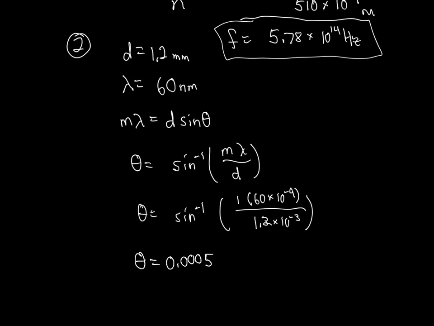Well, I'm doing this on purpose. If you get this answer, that is in radians. The answers that you were given were all in degrees. So if you take this number and you multiply it by 180 degrees divided by pi, you will get the answer that most of you hopefully got, 0.0286 degrees.